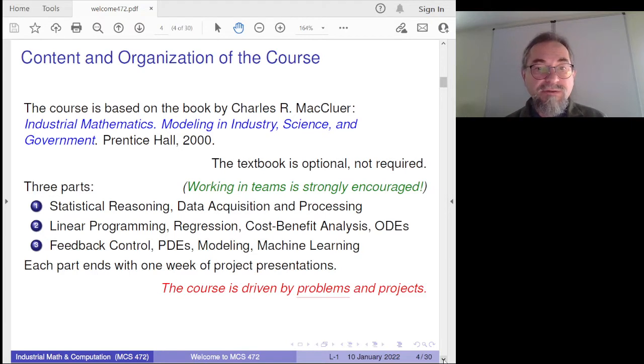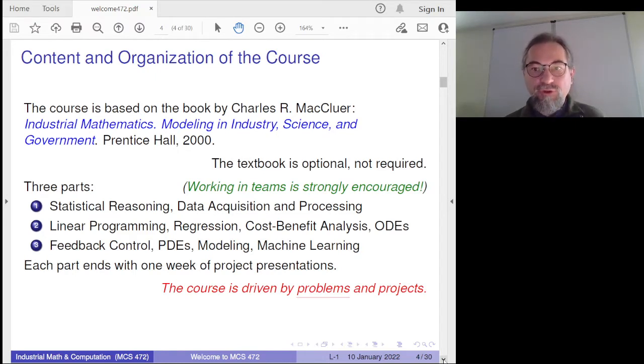There are 3 parts. The first part starts with statistics. So today we will introduce some of the statistical distributions. We will see how to acquire data, how to analyze data. And that first part will end with a week of project presentations.